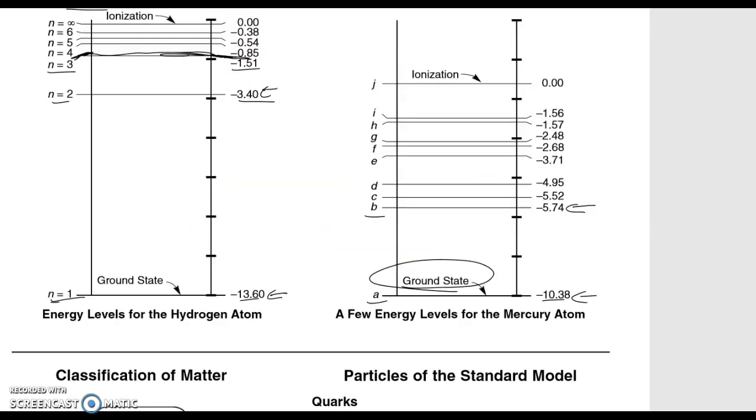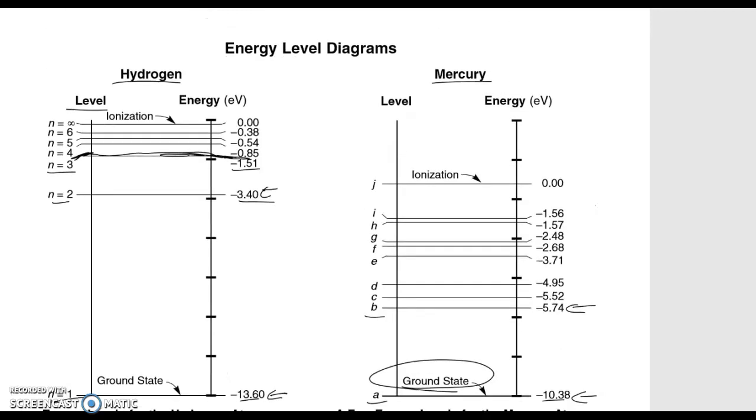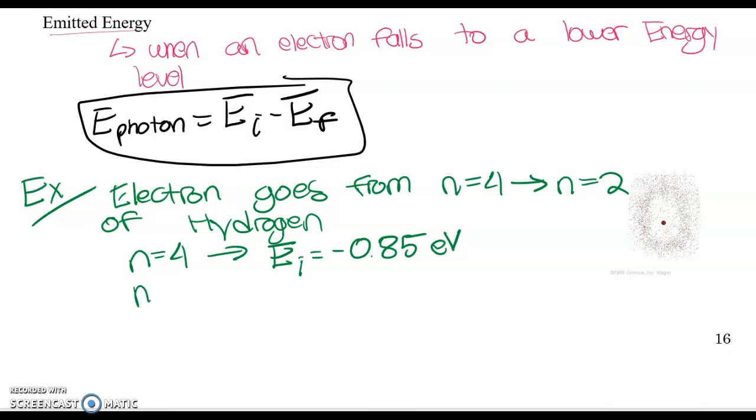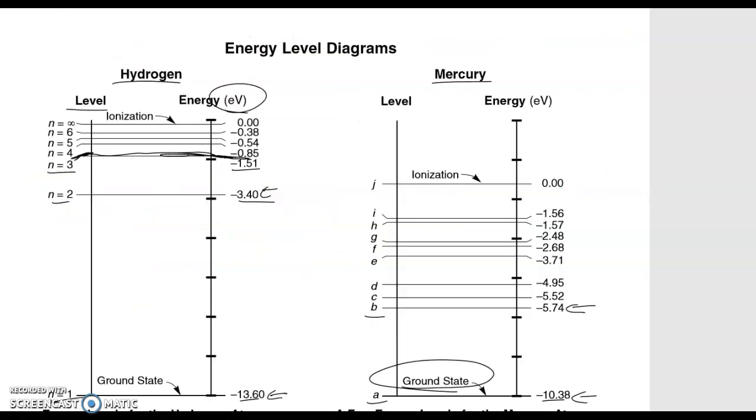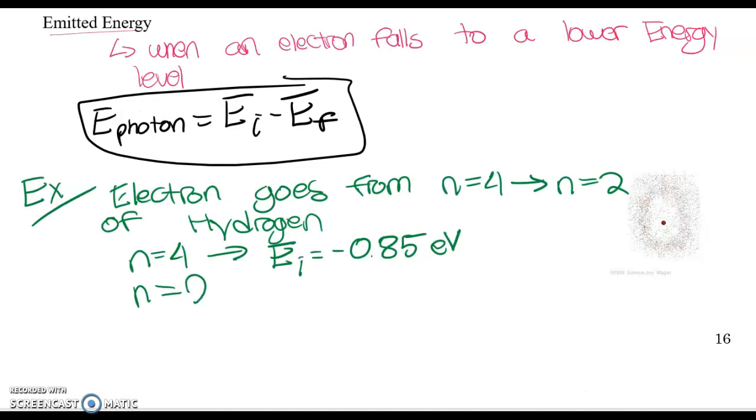And those energies are in electron volts. I want to write that as electron volts, and then n equals 2. Well, that was negative 3.4. So n equals 2 gives me a final energy of negative 3.4 electron volts.